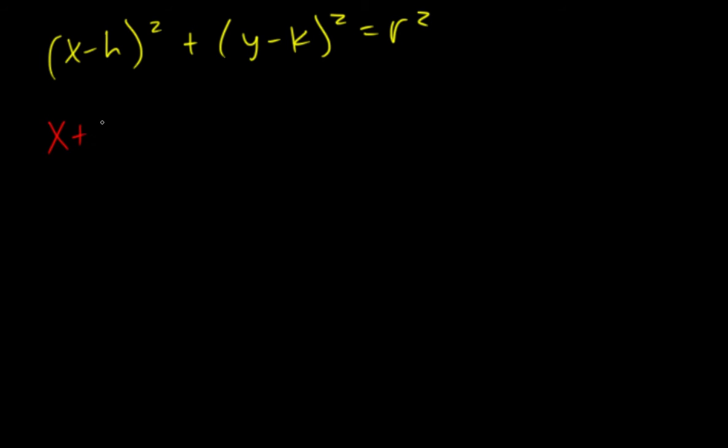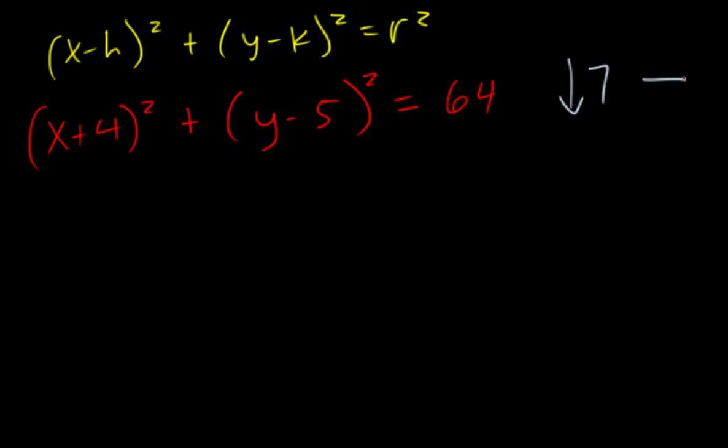Let's see, x plus 4, y minus 5, and let's do 64. Okay, this time we're going to go down 7, right 5. We're going to dilate by 1/2. So that's going to actually make it smaller.